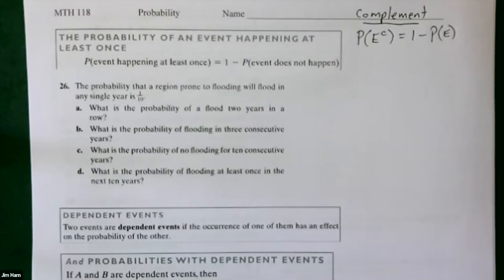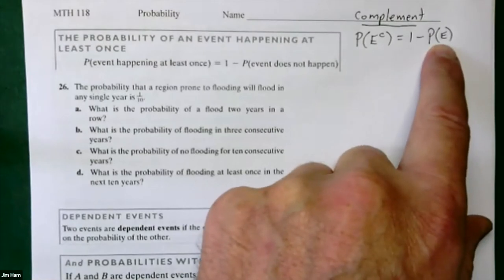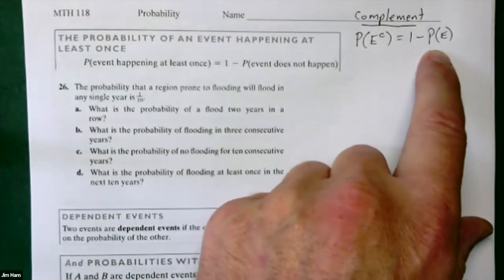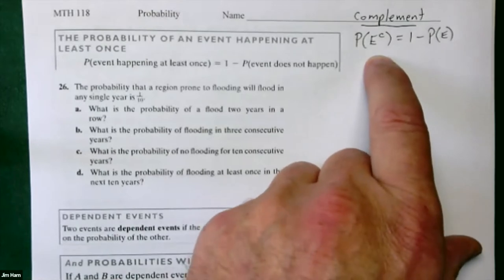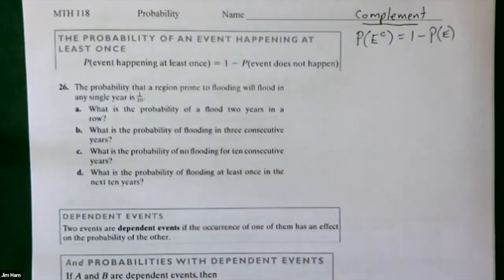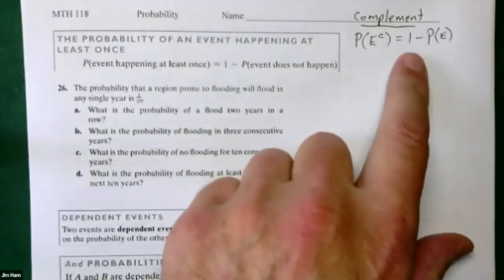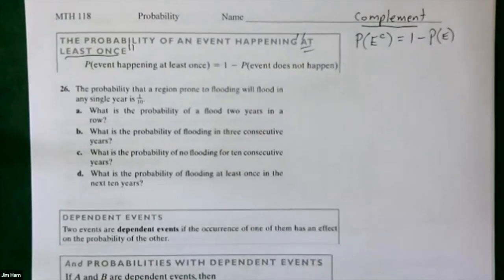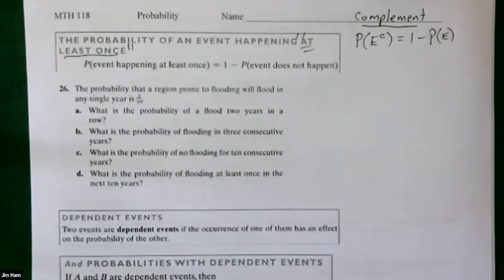But on the other hand, the probability of E might be an easy probability. So if this is an easy probability to calculate, we could just take 1 minus that number, and it would give us the probability of this more complicated one. And one of the applications of this is this at least once probability. And it usually takes place in a scenario where the possible outcomes are 0, 1, 2, 3, 4, 5, up to some larger number. And at least one means one or more. So the only probability that's not included in all of those is the none probability.